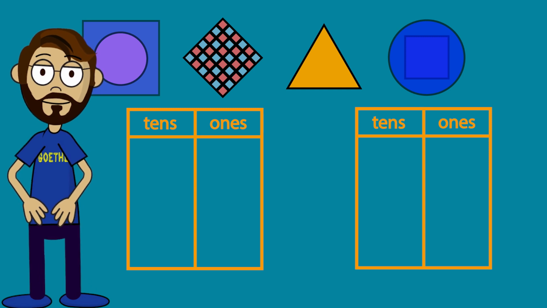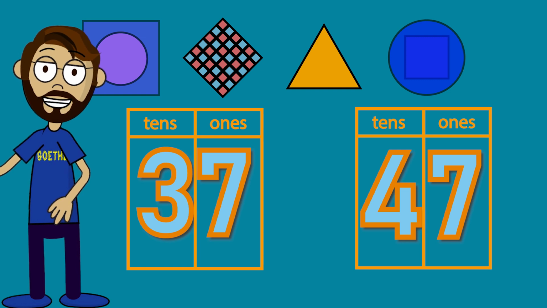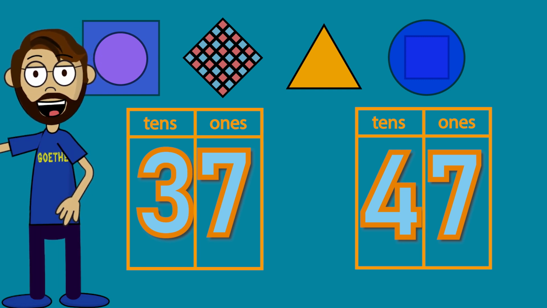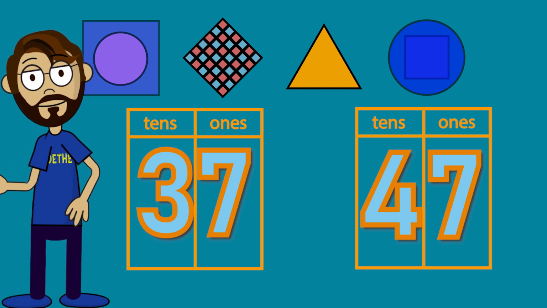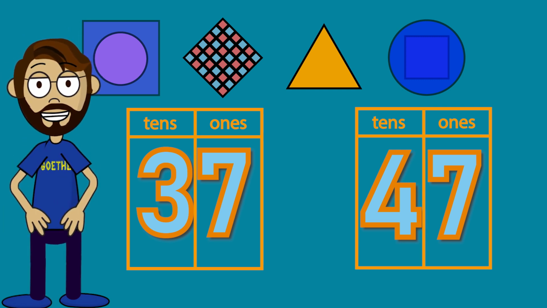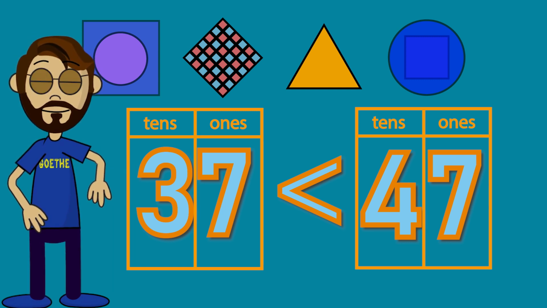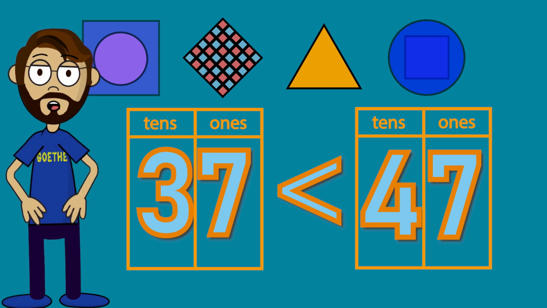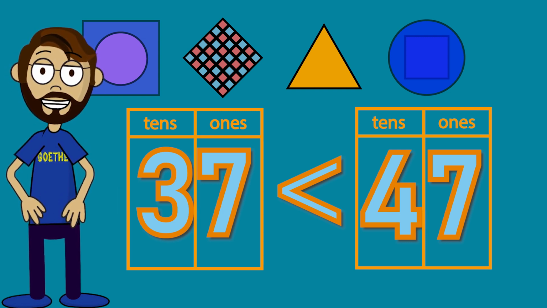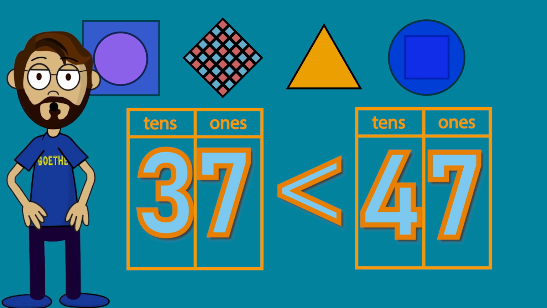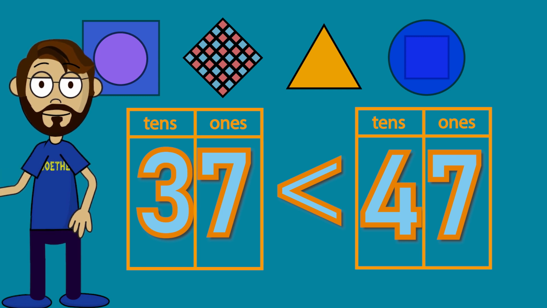Let's look at the next one. 37 or 47. While they have the same number of ones, 47 has more tens, since 4 is bigger than 3. So, we'll say 47 is bigger than or greater than 37. Remember, the open alligator mouth wants to eat the bigger number because they are hungry. The bird, who eats less, will eat the smaller number, so it will look like this.